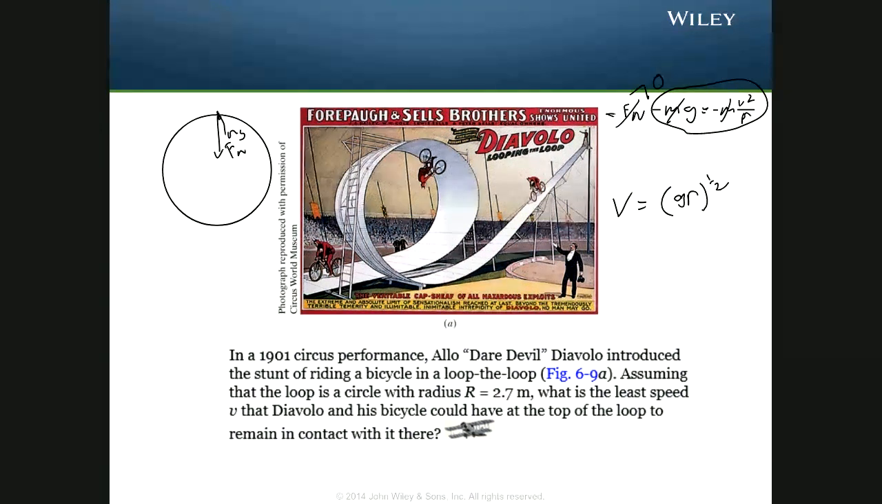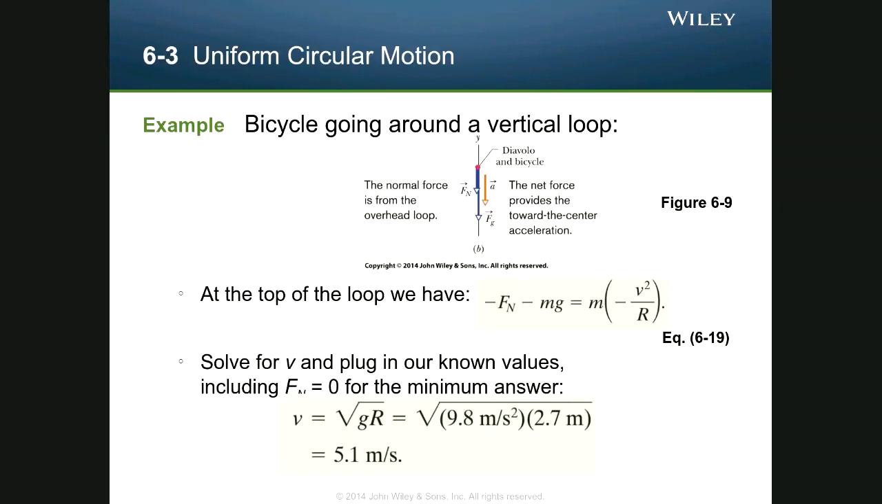All right, so let's take a look at a nicer presentation of it. You'll notice they have the free body diagram here written very nicely, but you notice there are only those two forces. And again, at the top of the loop, minus Fn minus mg equals minus mv squared over r.